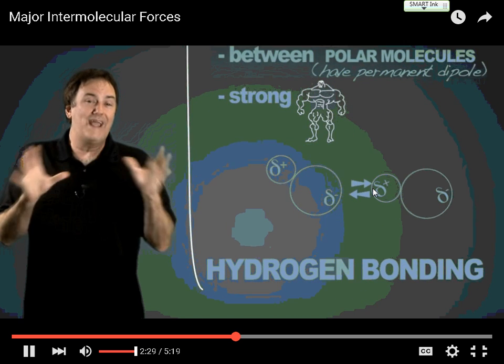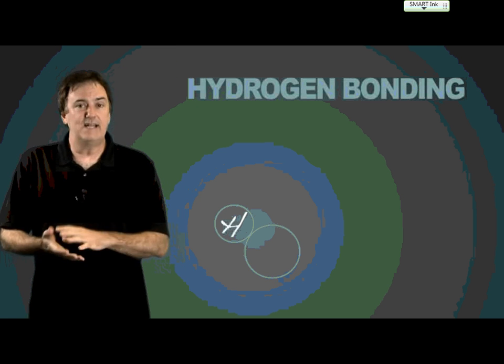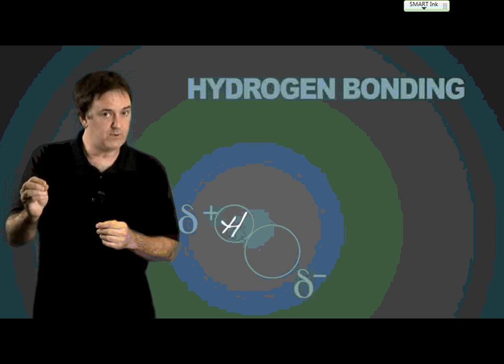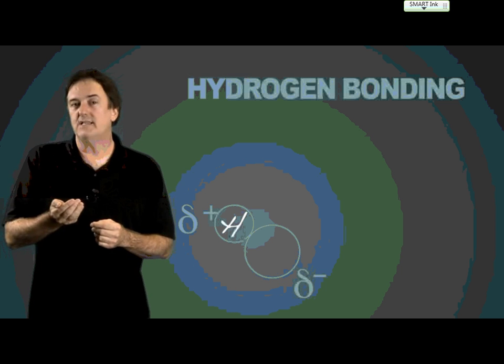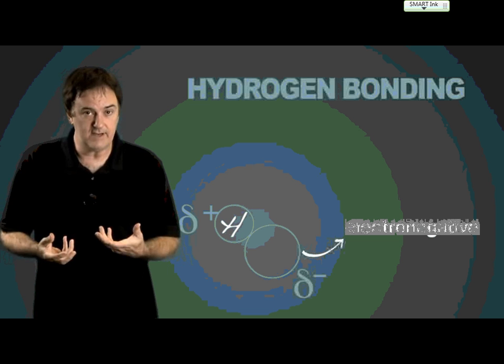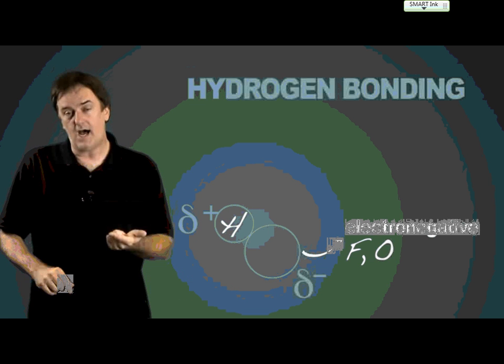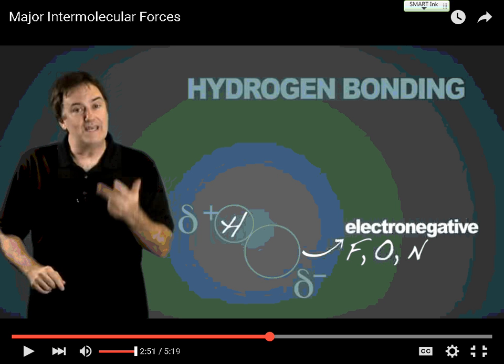Stronger than a regular dipole-dipole, and we call it hydrogen bonding. It's really because it involves hydrogen being the partial positive part of this molecule. Anytime hydrogen is covalently bound to a very electronegative element, and I'll be specific here, it has to be bound to fluorine, oxygen, or nitrogen. So you have to memorize the elements that are involved in hydrogen bonding. It's only when you have a hydrogen bound to F, O, or N.